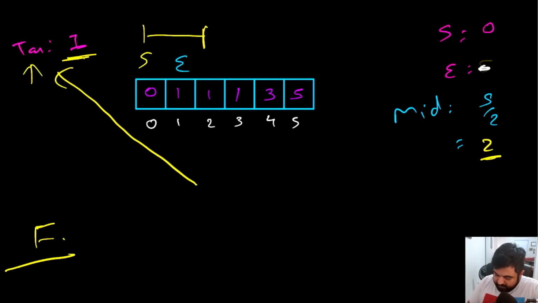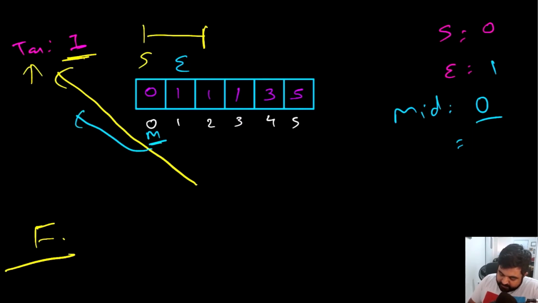Okay, so currently the end pointer position is 1. If we do 0 plus 1 divided by 2, we get 0.5. So basically the mid pointer is going to be 0 because we are taking the floor value. Now this is the mid pointer. If we compare this mid pointer with the target value, it is actually less than the target value. Because it is less than the target value, we will have to update our start pointer. So the start pointer, we are going to update one position to the right.